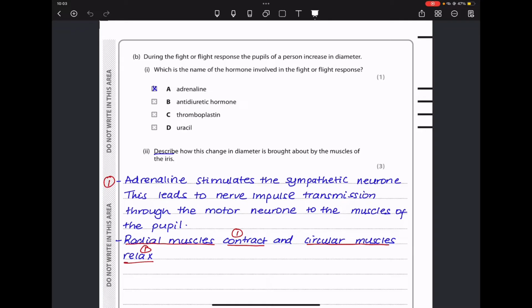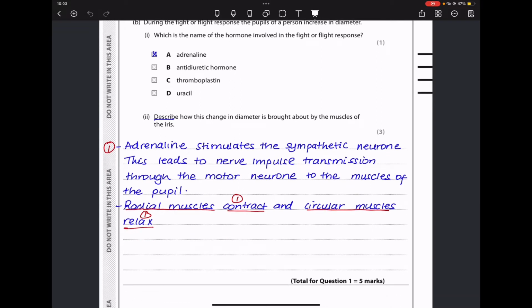In part B, during the fight or flight response, the pupils of a person increase in diameter. What is the name of the hormone involved in the fight or flight response? That hormone is adrenaline. In the next part, they say describe how this change in diameter is brought about by the muscle of the iris.